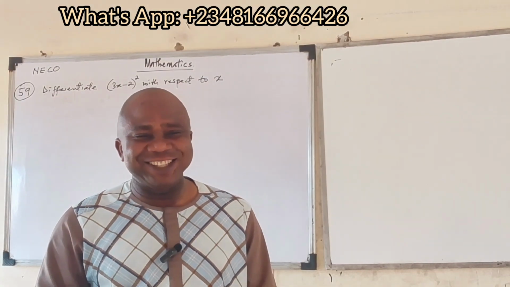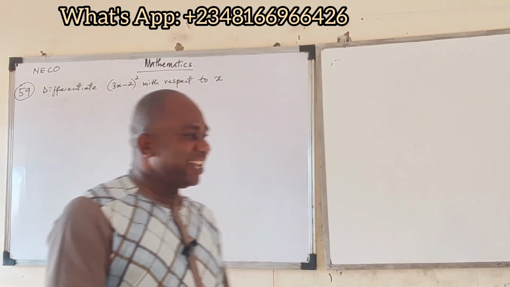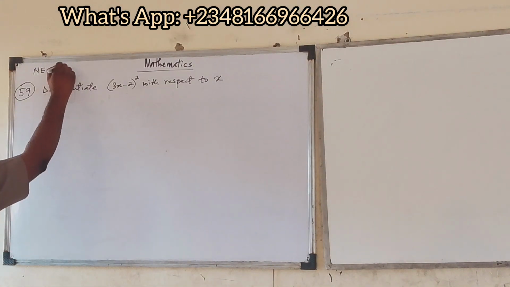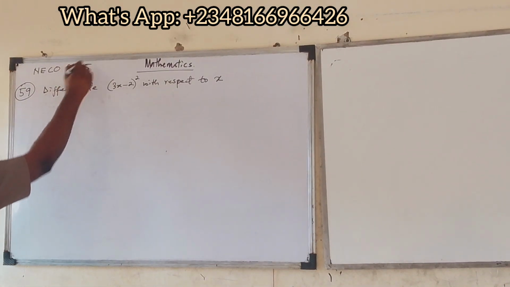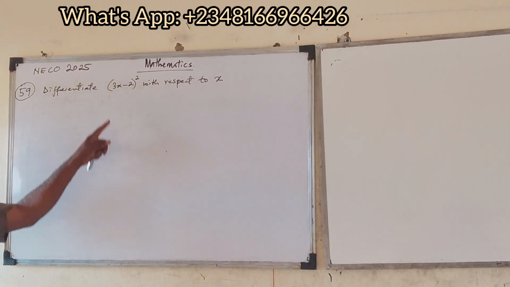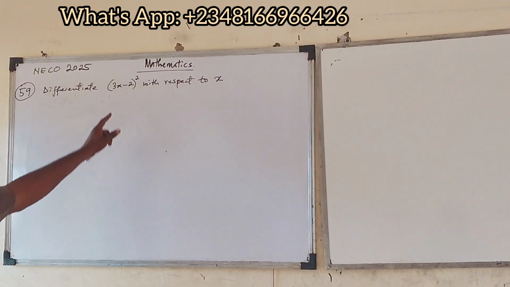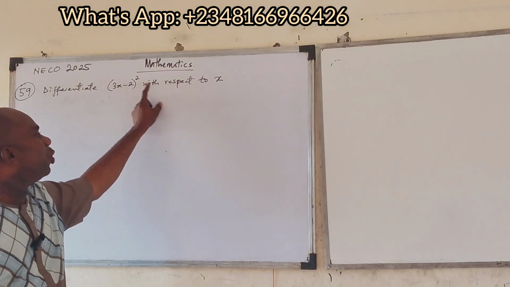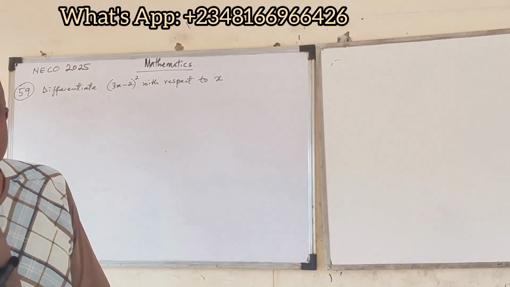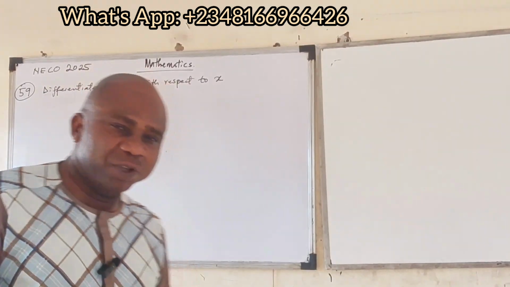Now, before us is another question. Yes, this is NECO 2025. Question number 59. Here we are asked to differentiate (3x - 2)^2 with respect to x. So here is an objective question, so we're going to be using the short method of doing this.